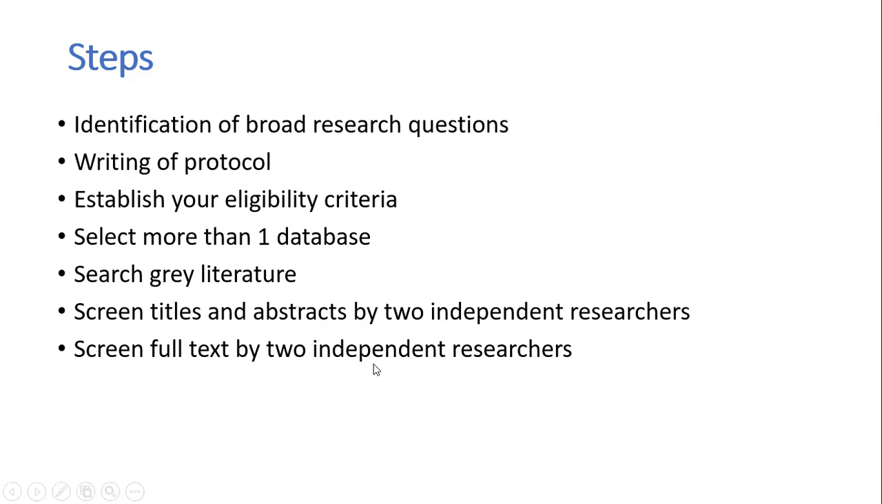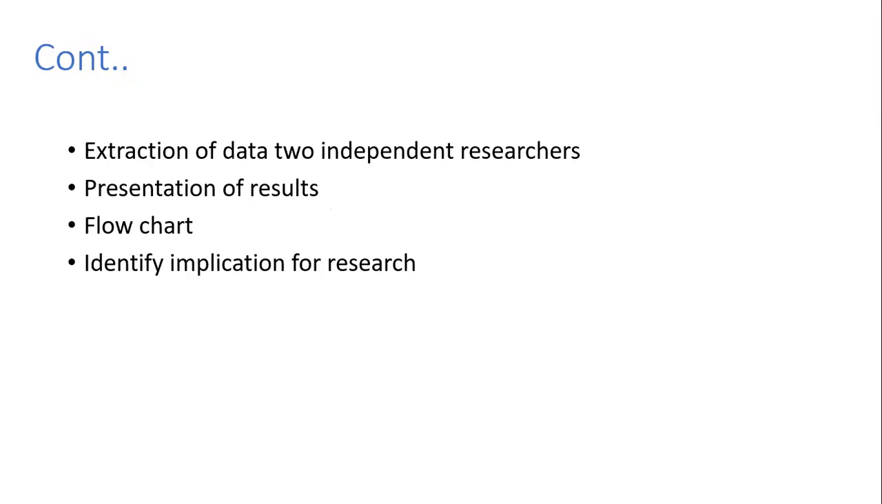All these screenings of the studies should be done by the two independent researchers, and extraction of data also by the two independent researchers. And then you have to present your results. You have to use flow charts and identify implications for the research. So these are the steps which you have to follow if you are planning a scoping review.